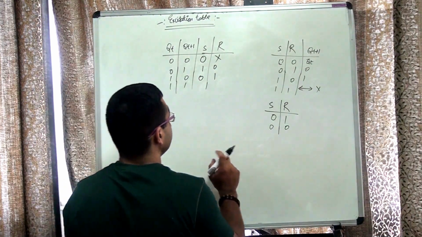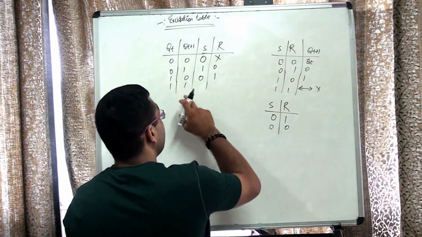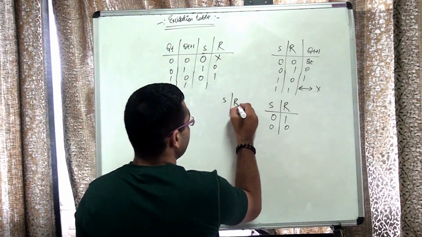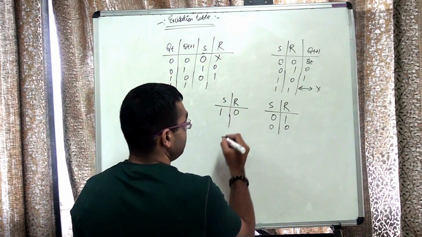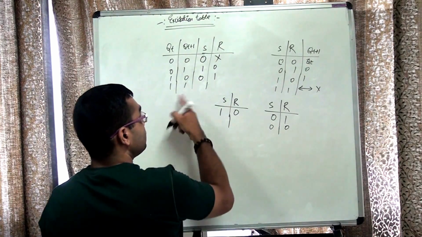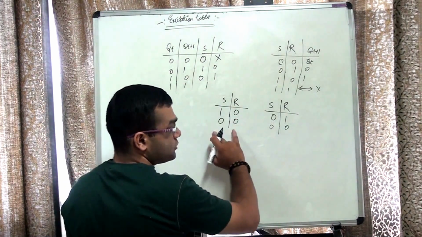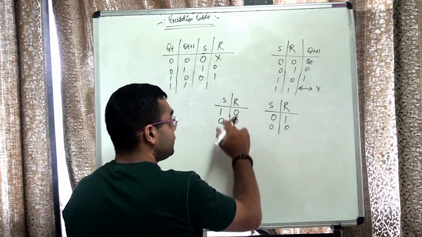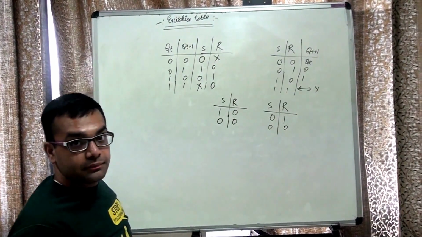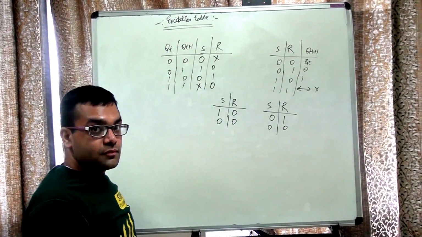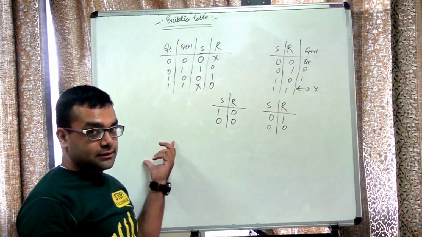Now over here, what do I see? Both are 1. So first of all, my Qt plus 1 is 1. That can be possible only by looking at the third row. So S has to be 1, R has to be 0, definitely. Also both are the same, so S has to be 0, R has to be 0. So definitely you can see that my S can be anything, R has to be a 0. So this is the excitation table for my SR.